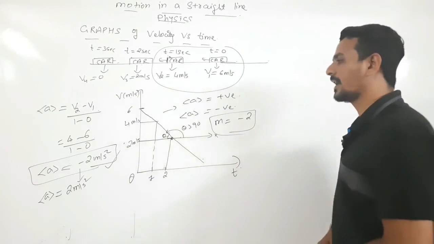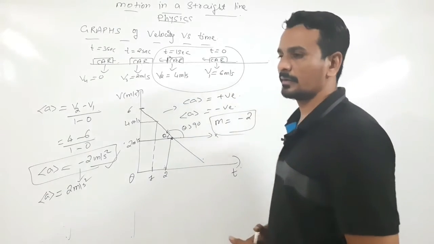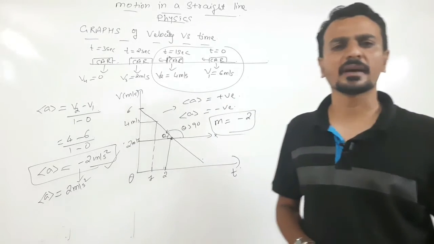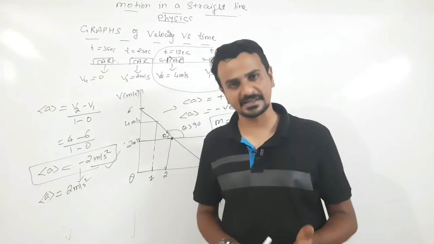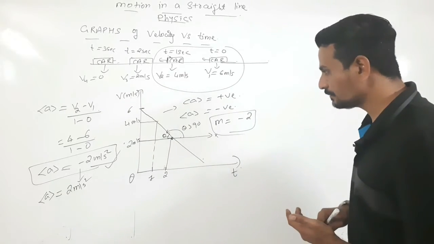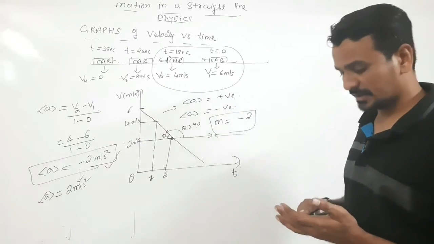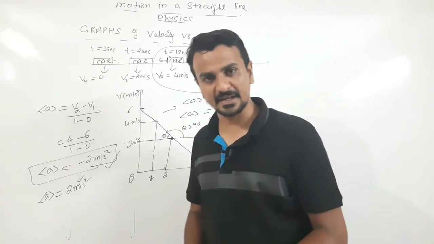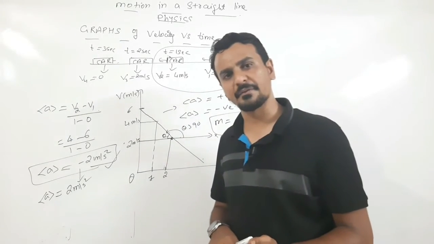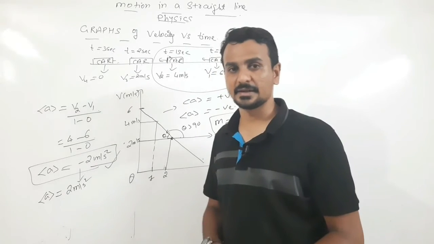Okay, so from both the graphs which we have discussed, we can conclude 2 points. First one, the slope of the graph v by t will give the value of average acceleration, right? And the second point, is it clear? The graph of x by t was giving us average velocity. The slope of the graph v by t will give average acceleration, right?